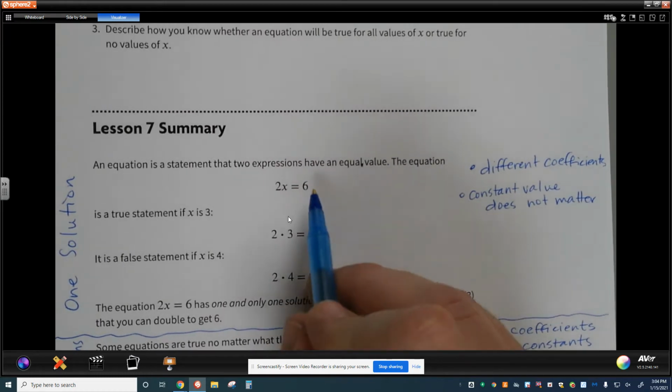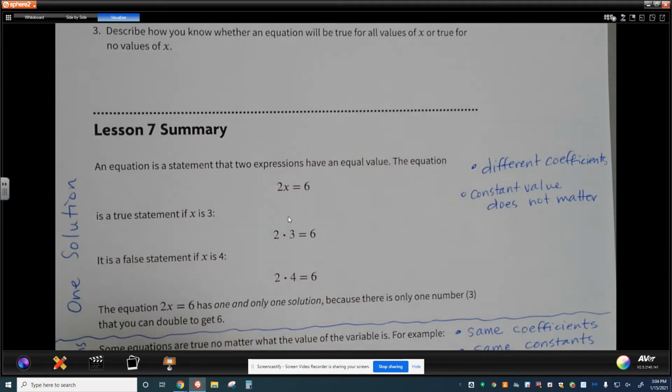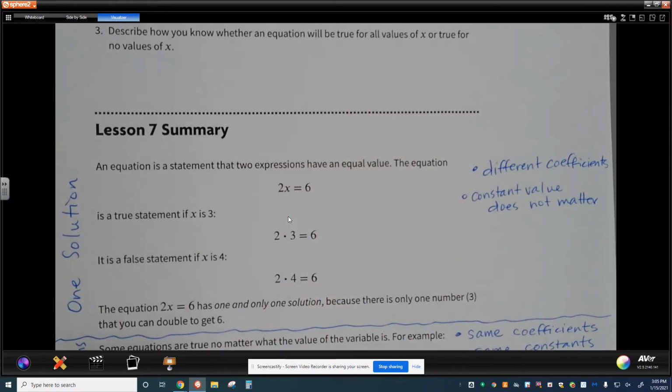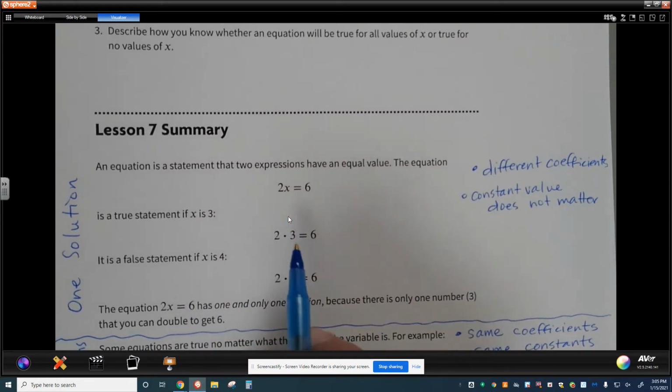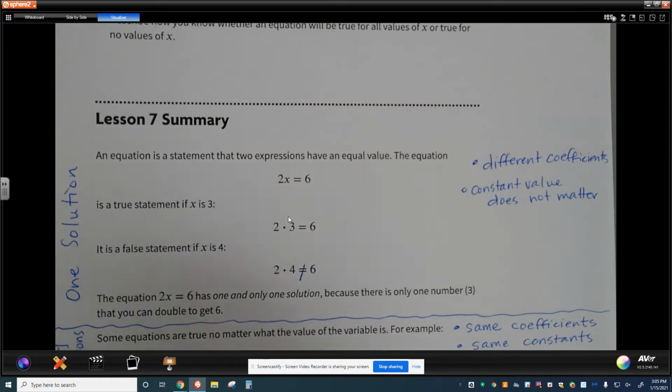In each of those expressions, what we'll see is a term or multiple terms on either side of the equal sign. In this case, we are looking at the equation 2 times x is equal to 6. If I were to use 3 for x, that would make this statement true because 2 times 3 is 6. However, if I used 4 for x, that would make the equation false because 2 times 4 is 8, not 6. So the equation 2 times x equals 6 has one and only one solution. The only way to make this true is to use the value of 3 for x.